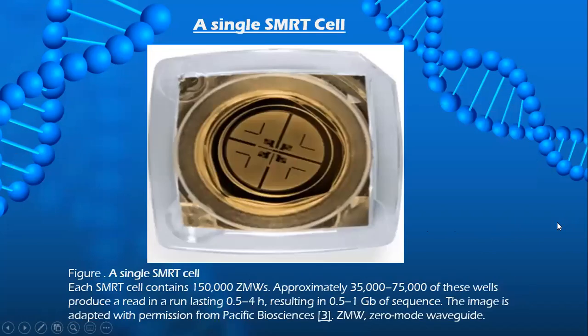So coming to this, this is a single SMRT cell. This figure shows a single SMRT cell, and each cell contains around 1.5 lakh ZMWs. And approximately 35,000 to 75,000 of these wells produce one read per run, which lasts 0.5 to 4 hours.